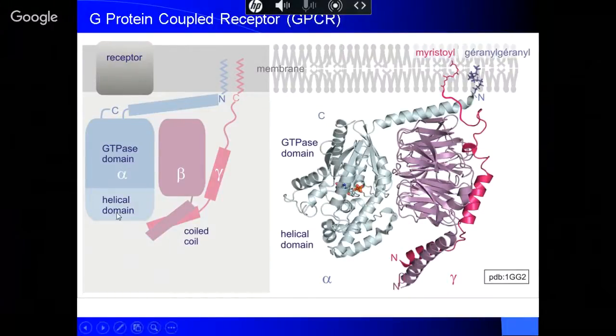Here, what I've done is, I like this diagram a lot, and here we have the receptor, and I've introduced the term GPCR, which is a G protein coupled receptor.